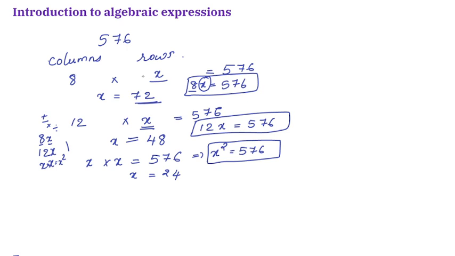When an algebraic expression has an equal to symbol with a value on the right hand side and the expression on the left hand side, then we will call it an equation. So this is an equation, and only this 8x or 12x or x square, all these become algebraic expressions. We can also write another algebraic expression like x square plus 2xy. So this is also an algebraic expression.